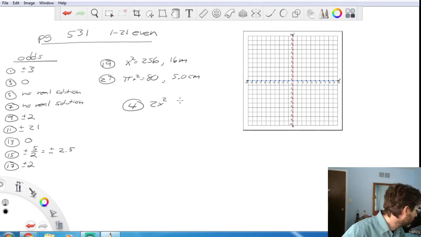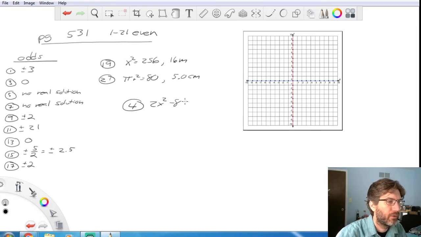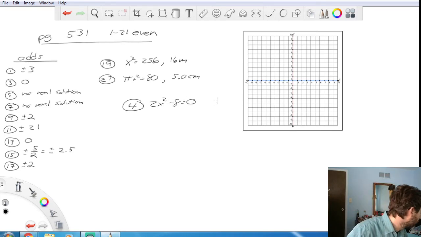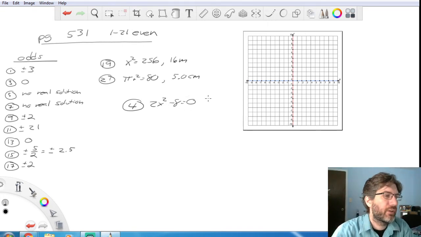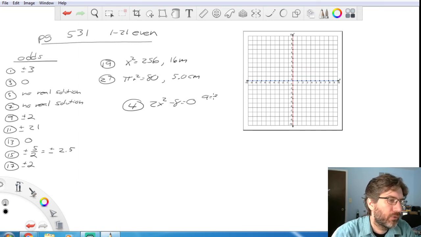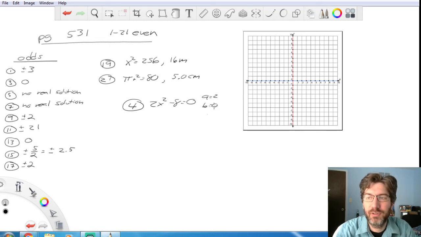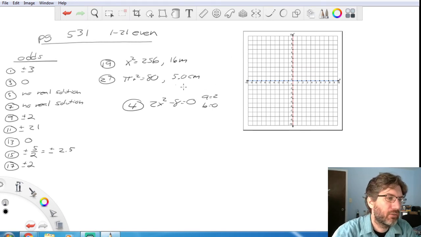2x squared minus 8 equals 0. Okay, right away, it's equal to 0, so that's a good sign. If it wasn't, we'd have to do some work, which we'll do tomorrow. But you should know your A value equals 2, your B value doesn't exist, which tells you that your line of symmetry right away is going to be right on that y-axis, and your C value is -8.